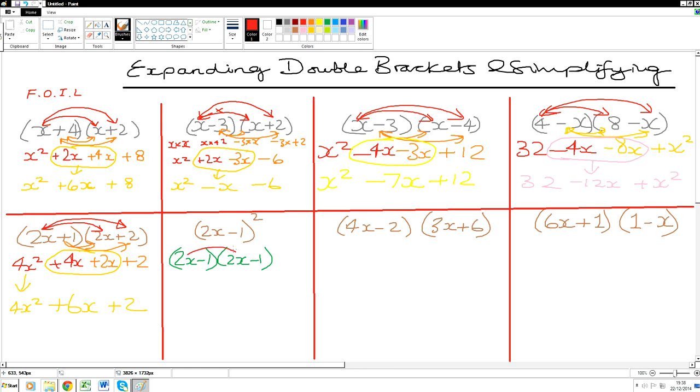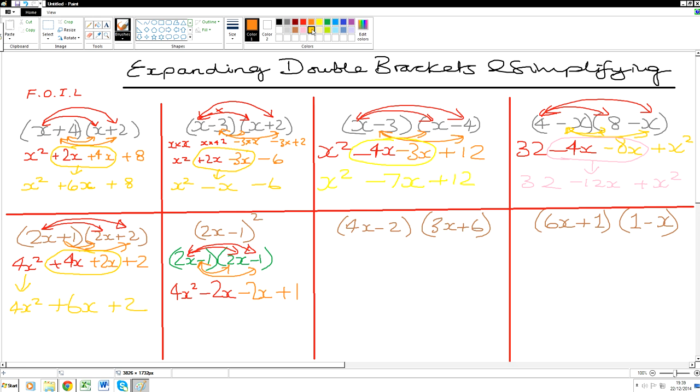Okay, now let's do that then. Front two: 2x times 2x is 4x squared. The outside two: 2x times minus 1 is minus 2x. Then we have the inside two: minus 1 times 2x gives us another minus 2x. Then we have the last two in each bracket. Minus 1 times minus 1 is plus 1. When the signs are the same in multiplying, the answer is always plus.